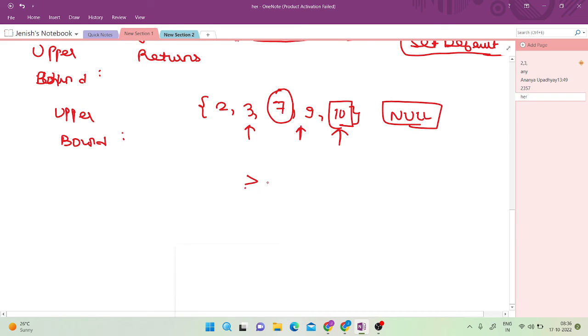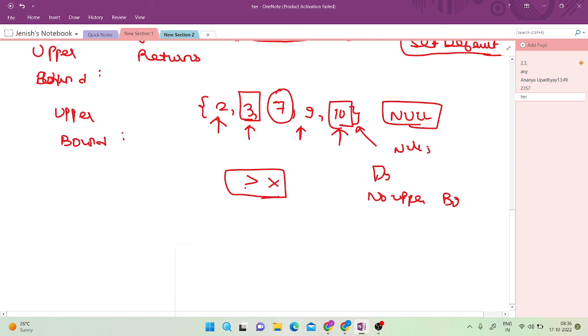Not greater than or equal to, be careful of that, but greater than x, greater than the element x. So for 2, my upper bound would be 3. And for 10, there exists no upper bound, hence null, or I would say does not exist. No upper bound exists in my array, correct? So this is the approach.